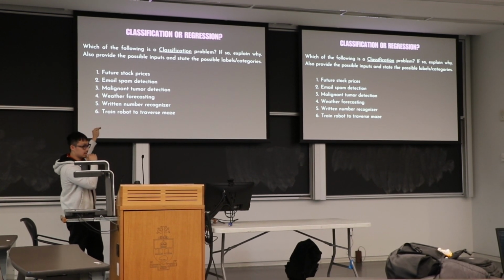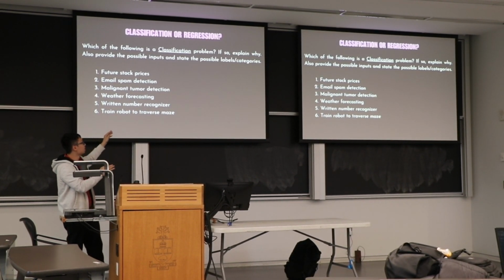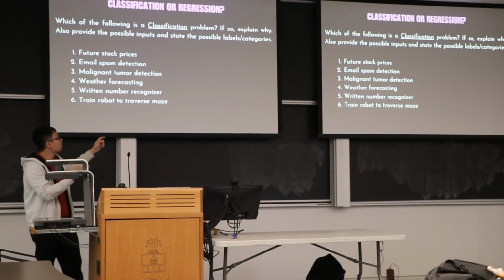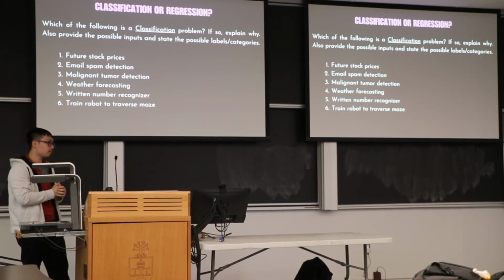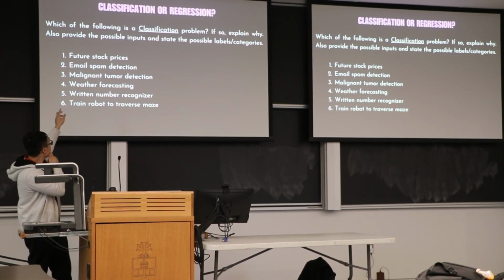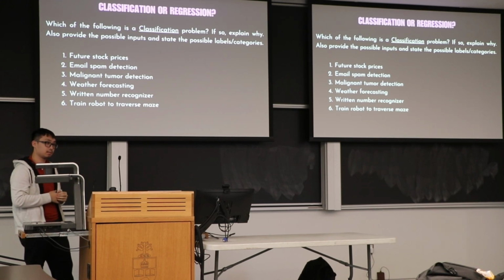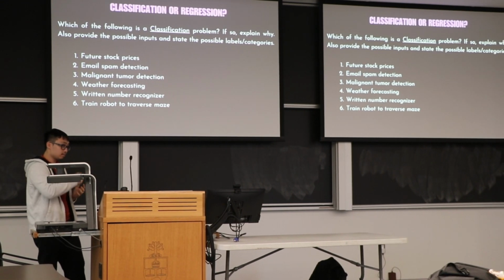Determine whether each of these are classification or regression. If so, explain why. Also provide the possible inputs as well as the possible outputs, so like the labels and categories. So let's start with the first one. What type of problem is predicting the future's stock prices? Regression. Yes, that's precisely right.